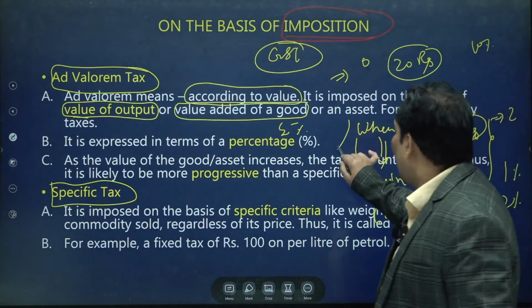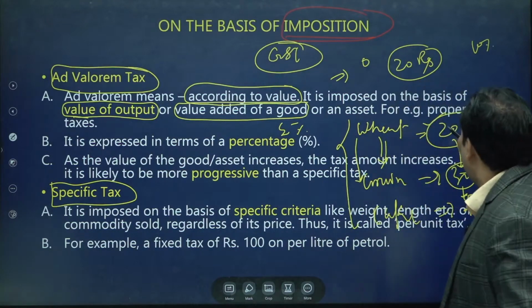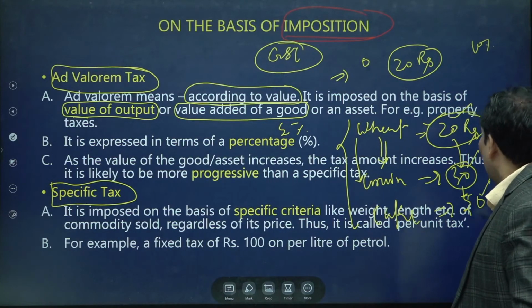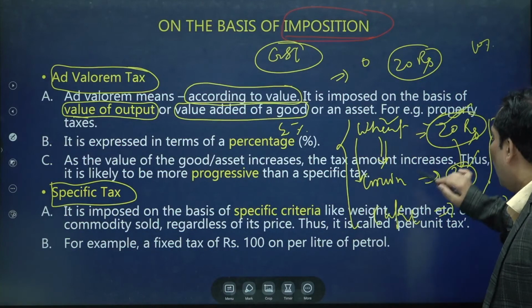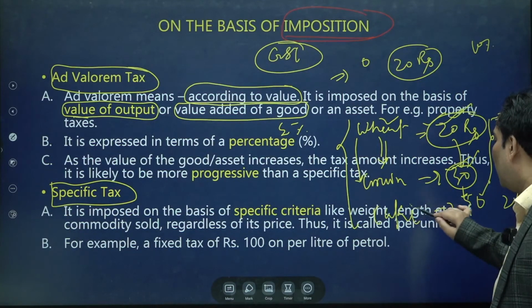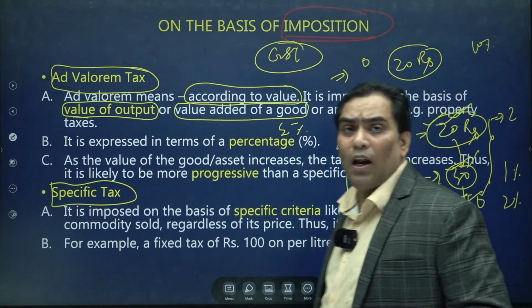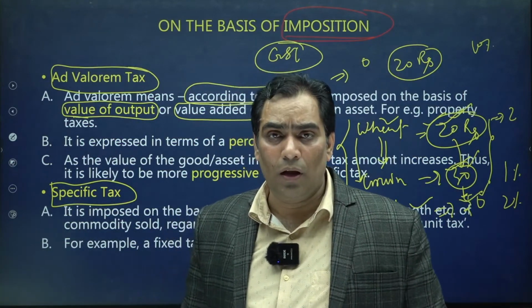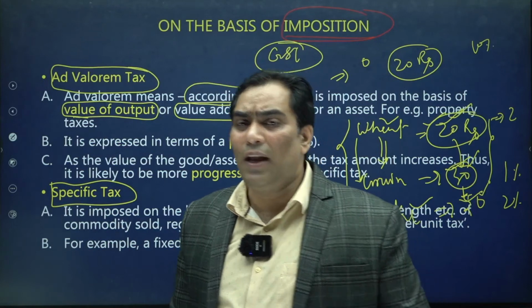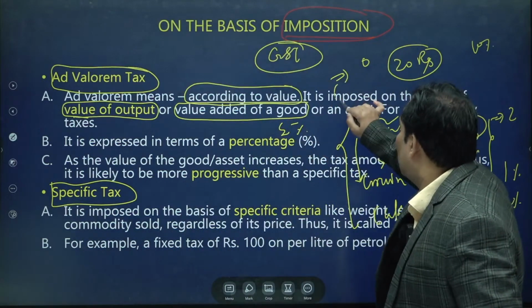So earlier, when there was Cenvat, the tax was levied on 20, 30 and 50. That means the wheat was taxed here also, and here also, and here also. That's why it was making our product uncompetitive in the international market. That's why we replaced this system with GST.